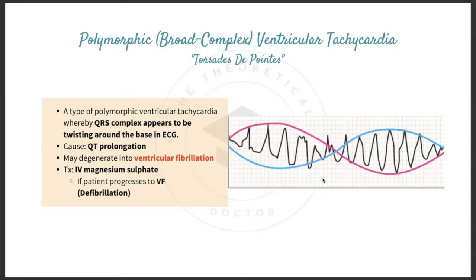It's with IV magnesium sulfate. However, if the patient should progress to ventricular fibrillation, then do not give IV magnesium sulfate. Of course, just proceed with defibrillation. All right, so you notice that for Torsades De Pointes, the management is actually quite different. For the others, it's just straightforward.